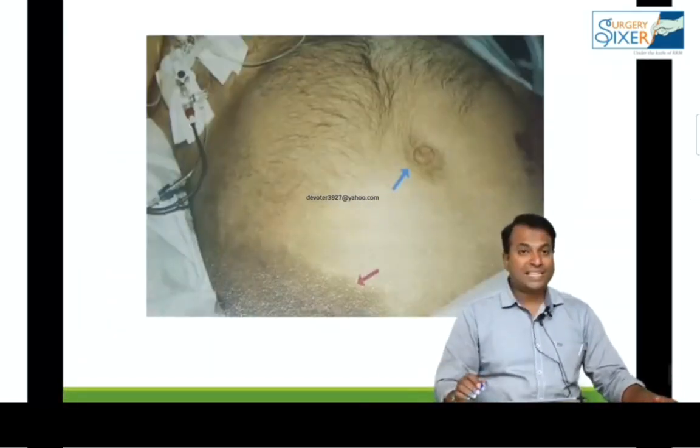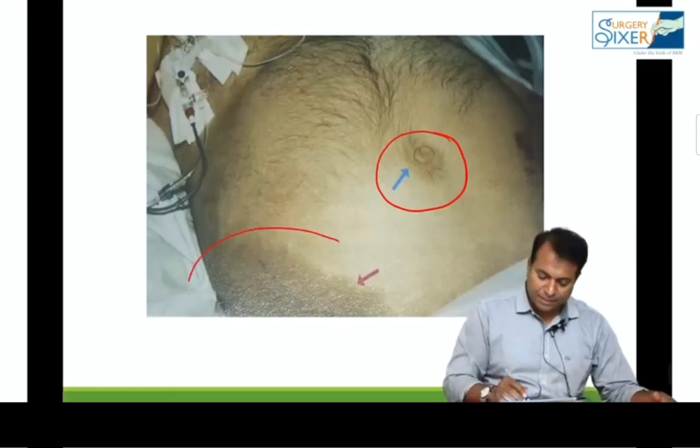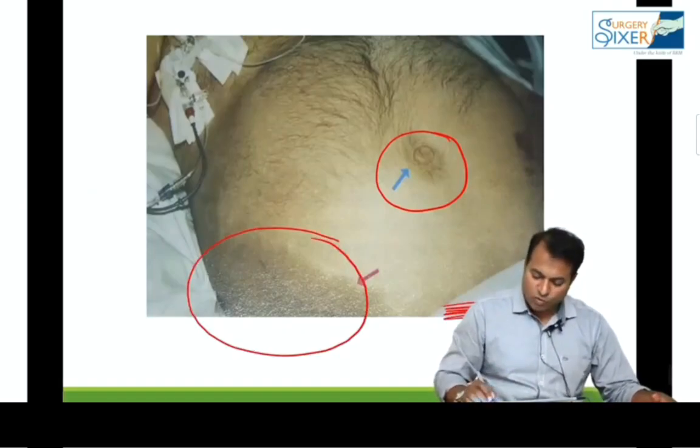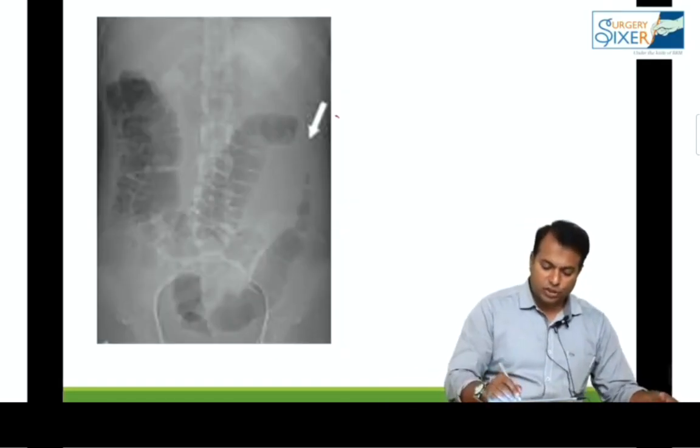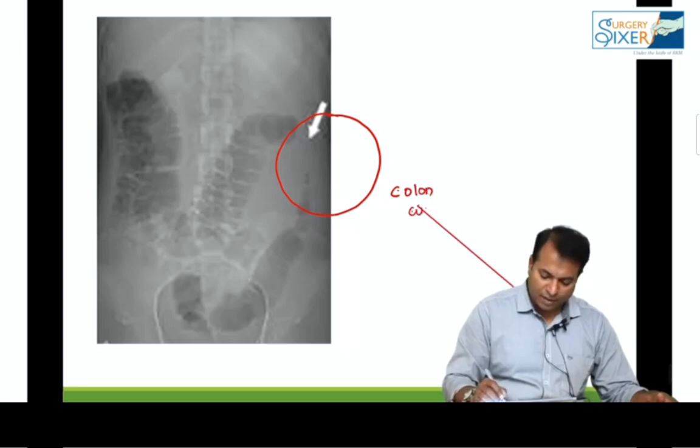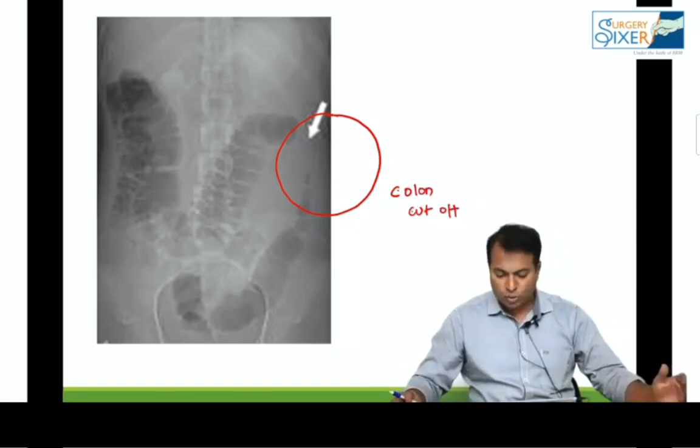So, a high yield MCQ image based question. This is known as what sign? Cullen sign. This is Grey Turner sign, and one more sign here is Fox sign. Okay. And this is a picture showing a typical colon cutoff sign. High yield MCQ again. Colon cutoff sign. So a typical picture of colon cutoff sign is shown here.